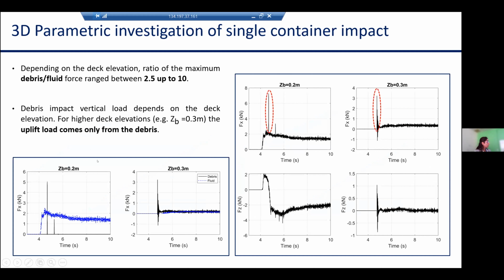In terms of the applied load on the bridge, in this figure, you are observing the applied horizontal force. The debris interaction with the deck is presented by the black curve, and the blue curve shows the applied load by fluid particles. It is obvious that depending on the deck elevation, the ratio of the maximum debris to fluid force ranges between 2.5 up to 10. And for higher deck elevation, let's say here the 30 centimeter deck elevation, the applied uplift load on the deck comes just from the debris load, which means that we do not have any interaction between the fluid and the deck for higher deck elevation.